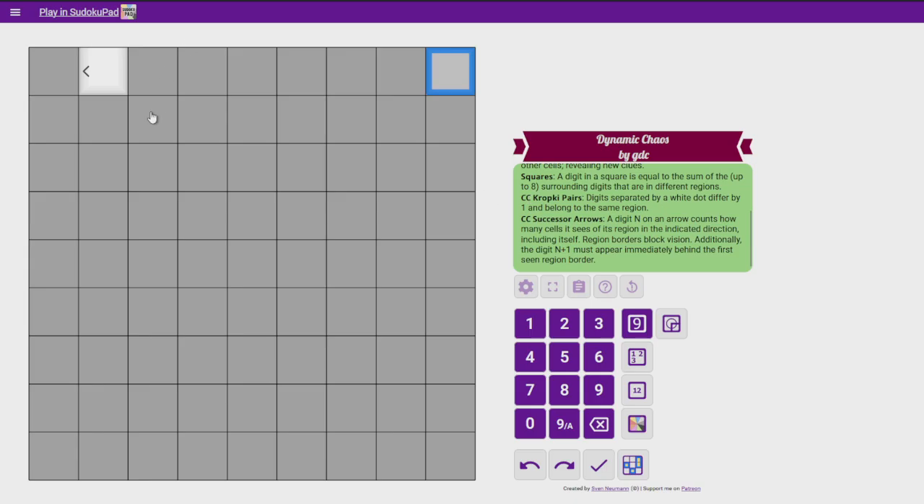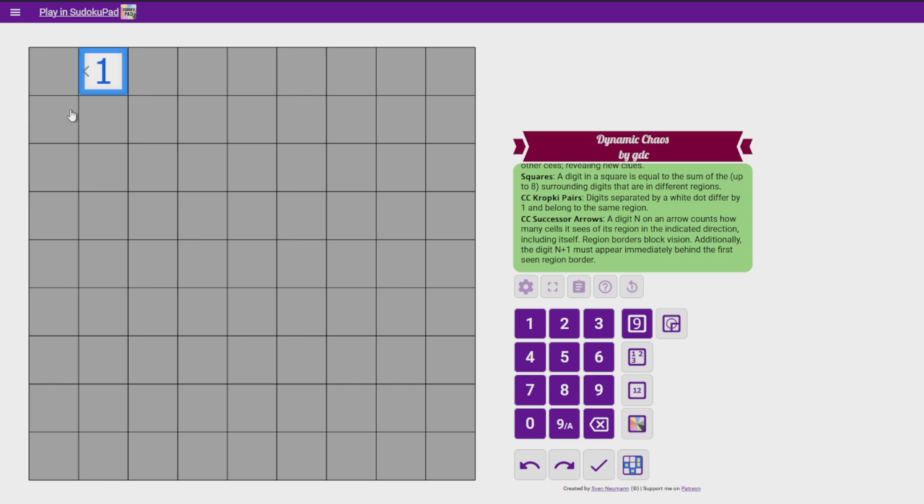I can immediately see what to do. In fact, I should have just talked about this cell to talk about successor arrows. But actually, this cell is very simple, right? It only sees 2 cells. So in theory, it can only be a 1 or a 2. But actually, it must have a digit behind a region border that it sees. So these can't be in the same region. Otherwise, the digit would be here outside the grid. So what's going on is that this is a 1.